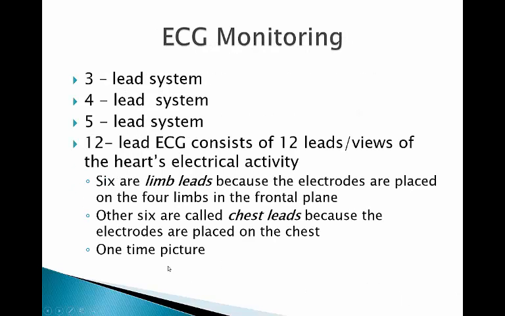Okay. So here you go. So we've got 6 limb leads. We've got ones that are placed on the arms and ones that are placed on the legs, and then the other 6 are chest leads because they're placed on the chest. An ECG is a one-time picture. Okay, it's a snapshot of what's going on at the heart at this time.